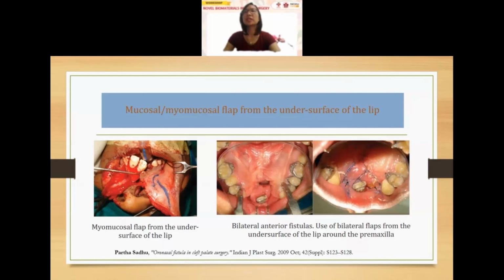This is particularly helpful for anterior fistulas where there is a deficiency in the oral mucoperiosteal layer. The flap can be transferred into the palate through the alveolar cleft and can reach 3 to 4 centimeters into the palate. A similar flap can be taken laterally in bilateral cleft lip and palate to close an anterior fistula on either side of the free maxilla.